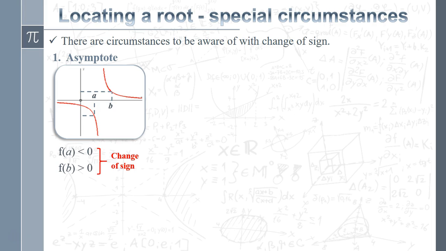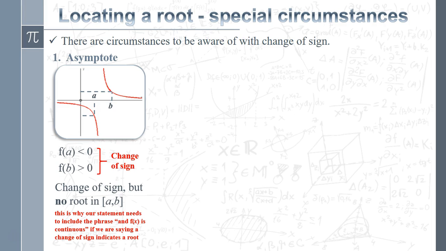So what we're saying essentially is that a change of sign does not necessarily indicate a root. So what we've got is a change of sign, but we haven't got a root in the interval, and that's why our statement to say yes, there's definitely a change of sign has got to include the phrase "and f of x is continuous" if we're saying a change of sign indicates a root. So that's why, from the previous slide, I said we've got to have that statement about it being continuous as well, to get a complete statement to say that the root does exist. In this particular case, we can see that the root doesn't exist.